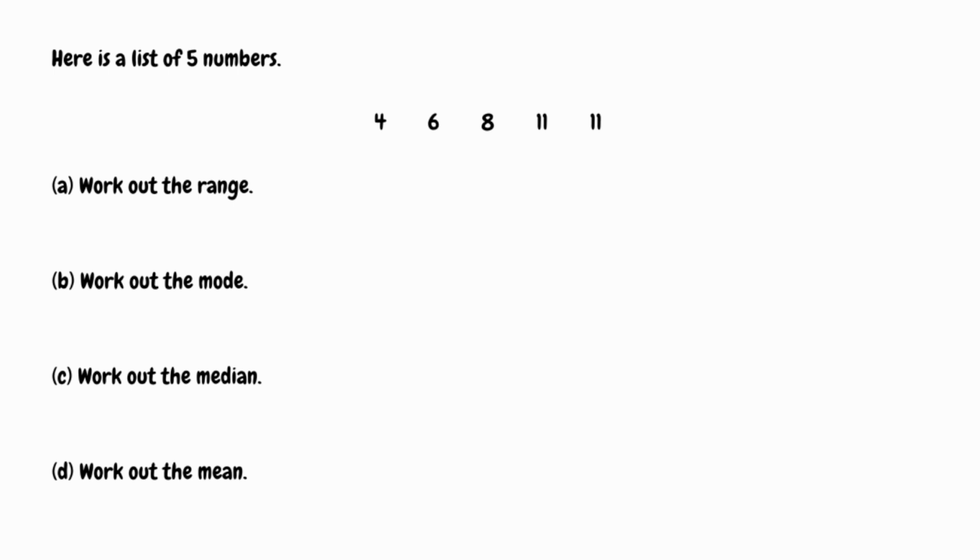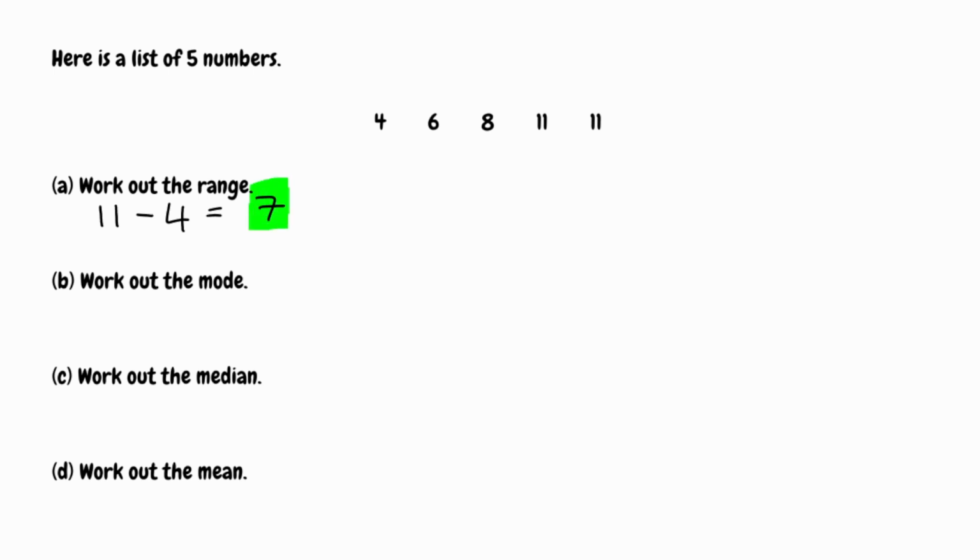So starting with part A, we need to work out the range. To figure out the range, we need to take the highest number, which in this case is 11, and we need to take away the smallest number, which we've got 4. So if we do 11 take away 4, that's going to give us 7. So the range for this set of numbers is 7.